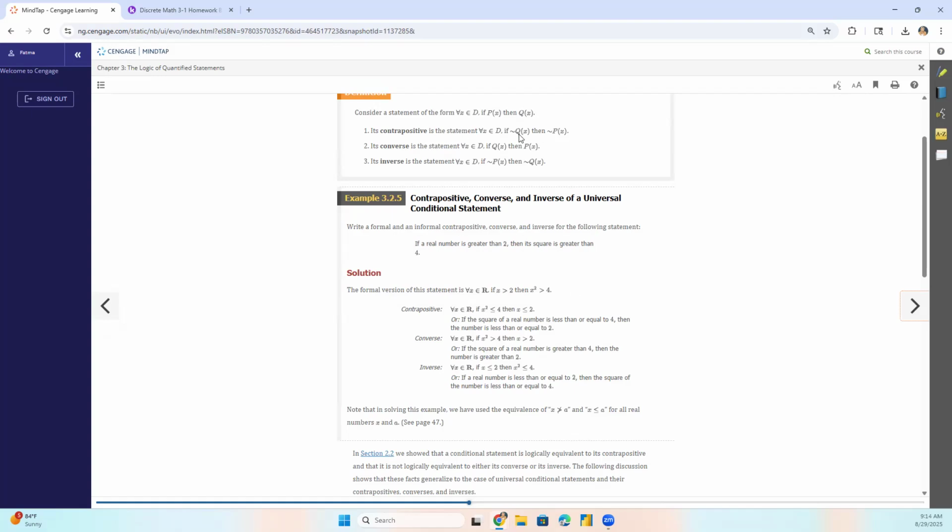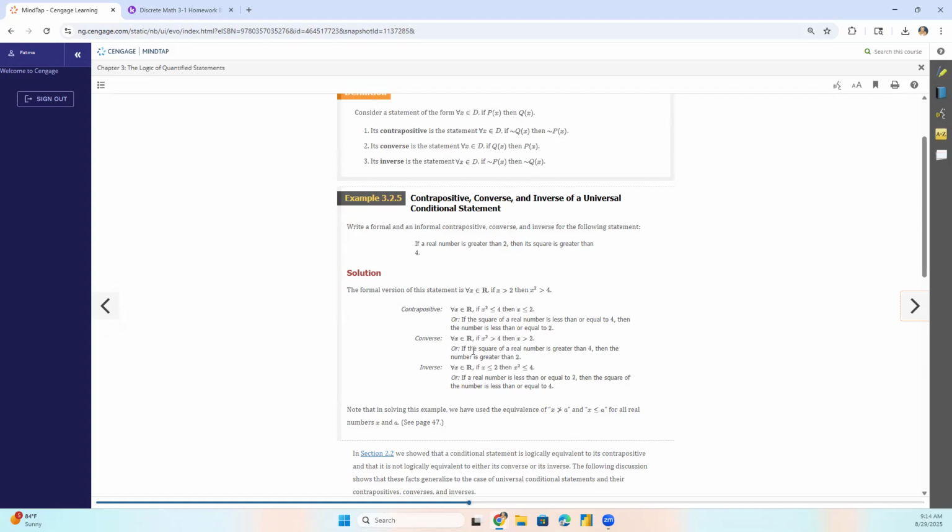So for the contrapositive, we want to negate the conclusion, then we include the then, and then negate the hypothesis. So for the contrapositive, we're going to say if X squared is less than or equal to 4, then X is less than or equal to 2. In English, it means the same thing. If the square of a real number is less than or equal to 4, then the number is less than or equal to 2. This is how we're negating it, because its negation rule is like this.